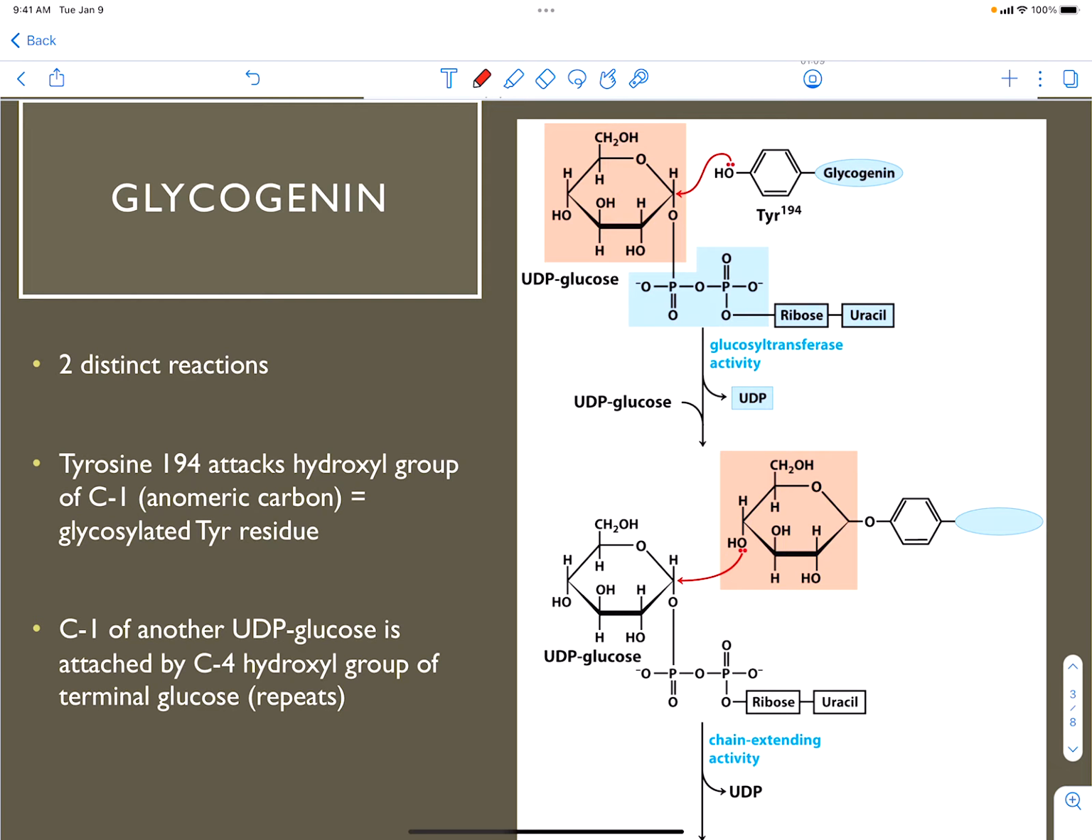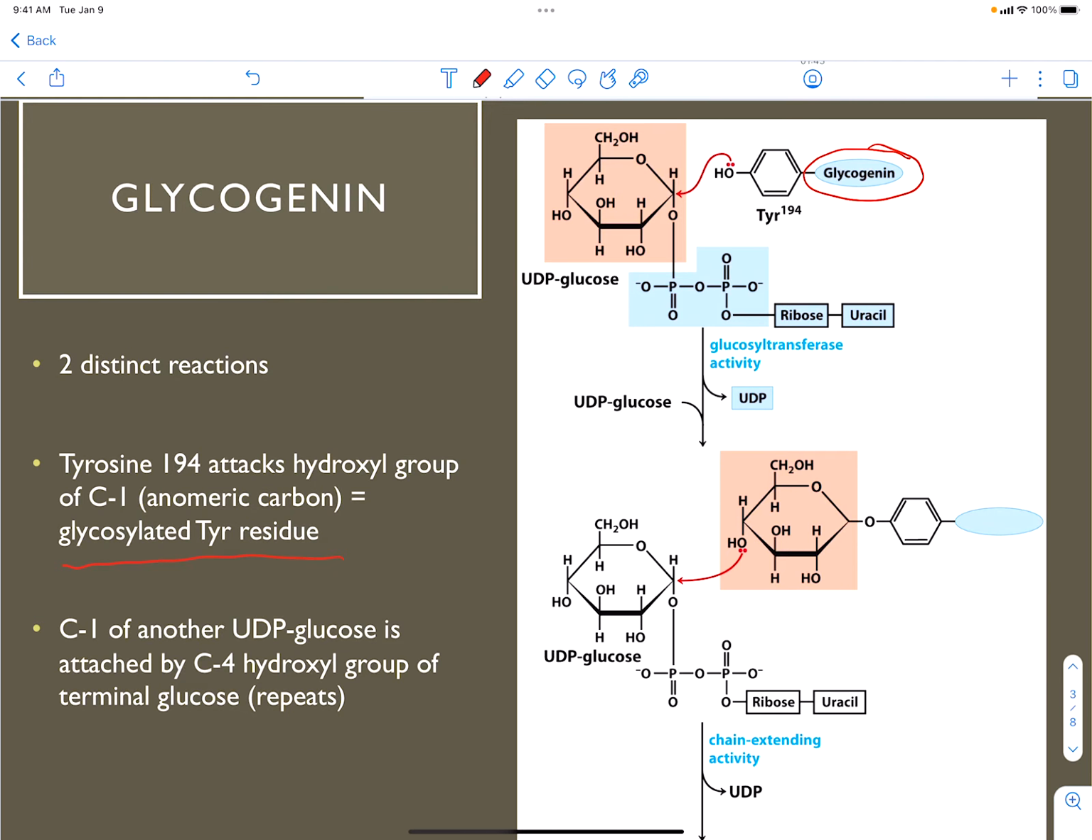It's going to have a tyrosine 194 in its pocket that attacks the hydroxyl group of the anomeric carbon on the actual glucose molecule, and it becomes a glycosylated tyrosine residue. And of course, this is attached to the molecule of glycogenin. The carbon 1 of another UDP glucose is then attached by the carbon 4 hydroxyl group of the terminal glucose, and you repeat. So this is where we're building our alpha 1,4 bonds.